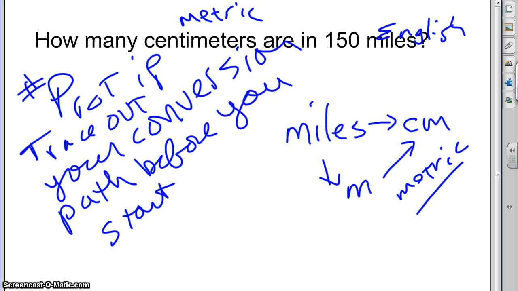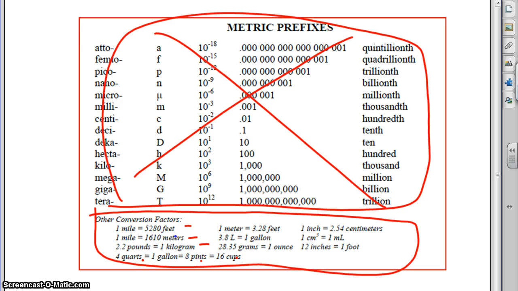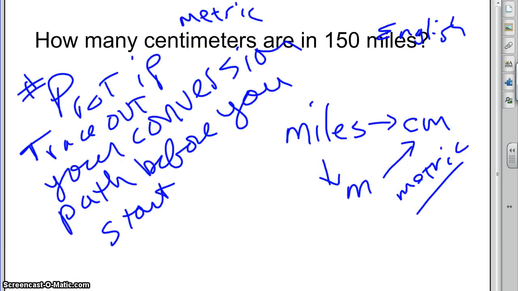So let's see if there's a different way to do this. Well, here we have inches to centimeters. So that tells me that if I can get miles into inches, I should be able to do this thing. And so that's what I'm going to do. And this is actually a longer way to do it. This isn't necessarily the best way.